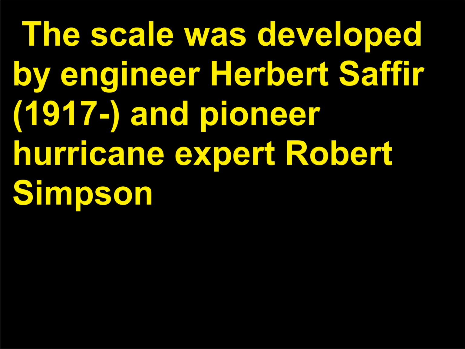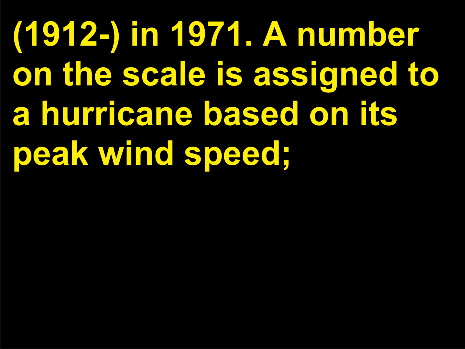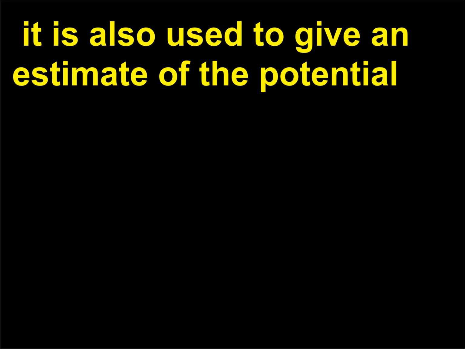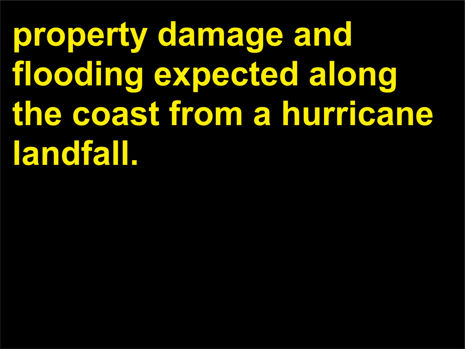The scale was developed by engineer Herbert Saffir, 1917 to 1912, and pioneer hurricane expert Robert Simpson, in 1971. A number on the scale is assigned to a hurricane based on its peak wind speed. It is also used to give an estimate of the potential property damage and flooding expected along the coast from a hurricane landfall.